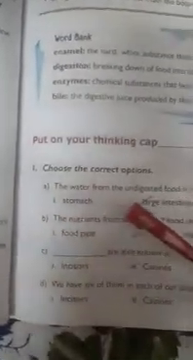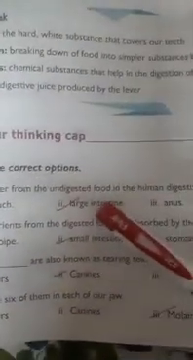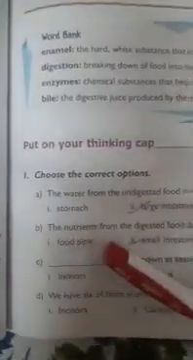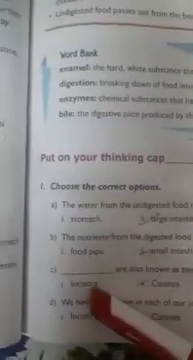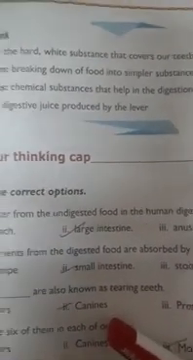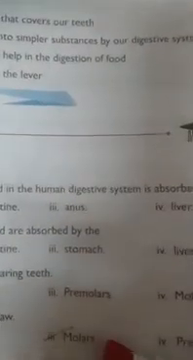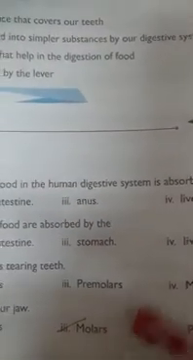Okay, here are the tick the correct answers. The water from the undigested food in the human digestive system is absorbed by the large intestine. The nutrients from the digested food are absorbed by the small intestine. Dash are also known as tearing teeth. Which are tearing teeth? Canines. Molars: 6 in upper jaw, 6 in lower jaw. Total 12 molars. Next question is, the hardest part of the tooth is enamel.